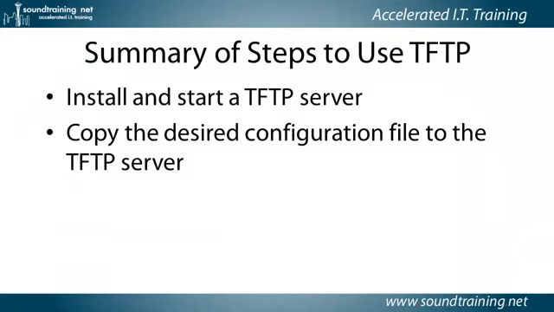Now let's go over how to use a TFTP server to back up and restore a configuration, and this is really a whole lot easier than what we did with the previous example. So all you have to do is install and start a TFTP server. The one I'm going to use is TFTPD64, which is just the 64-bit version of TFTPD32. We'll copy the desired configuration to the TFTP server, and then we can take a look at it, and we can copy it back into the router if we want to. So let's do the demo.